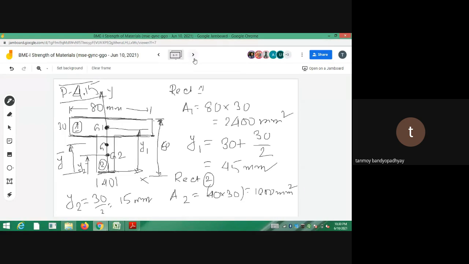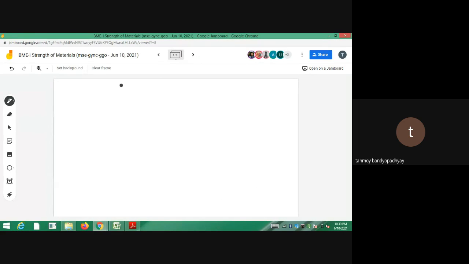Since the two figures are actually joined together, we can find the combined location of the centroid Y bar, which should be equal to A1 Y1 plus A2 Y2 divided by A1 plus A2. So you put all the values and do the calculations. You are getting the value like 35 millimeter. Okay? Correct? Up to this clear? Yes, sir. Okay, so we are done with this part.